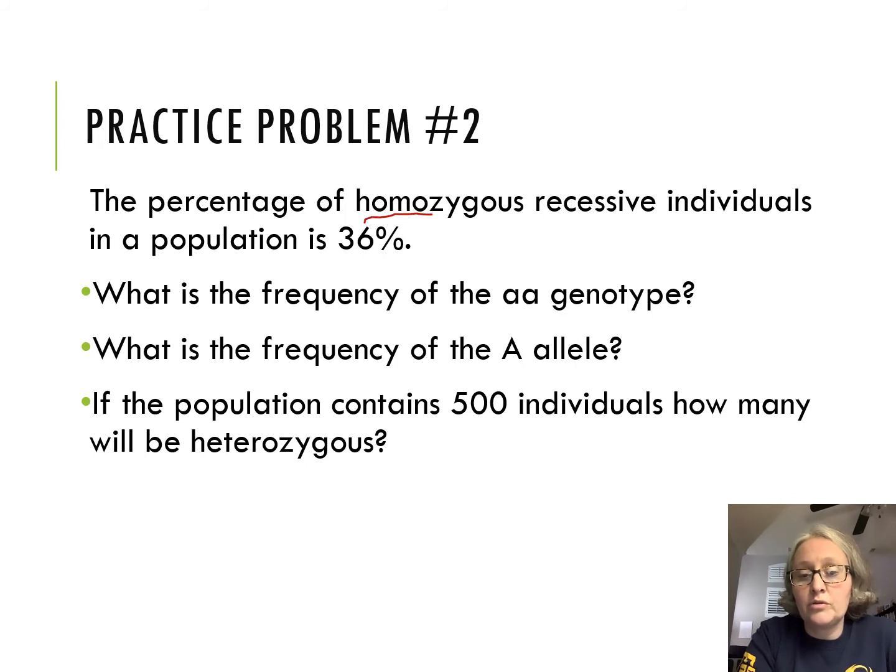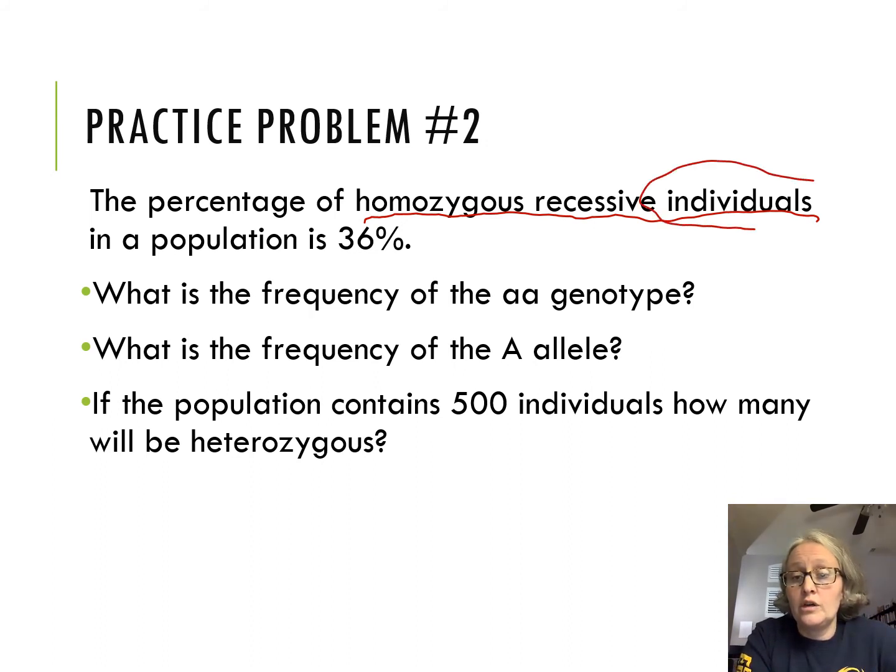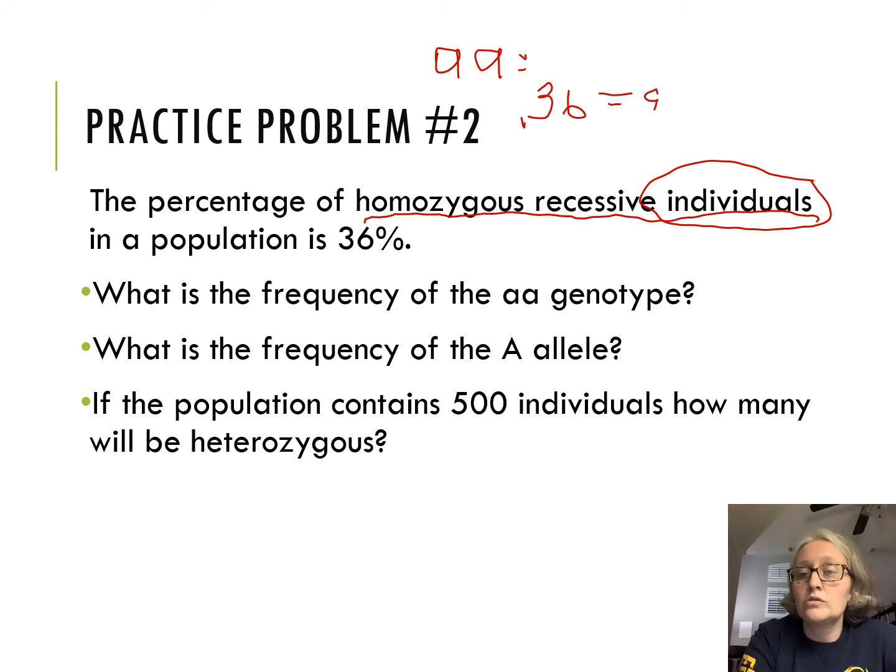You've been given the percentage of homozygous recessive individuals. So that's not P or Q, those are individuals. Percentages are similar to frequencies. 36% is the same thing as saying 0.36 as a frequency. So the information that we've been given right here is the frequency of individuals who are homozygous recessive. Little a equals 0.36. Or in other words, this is Q squared.